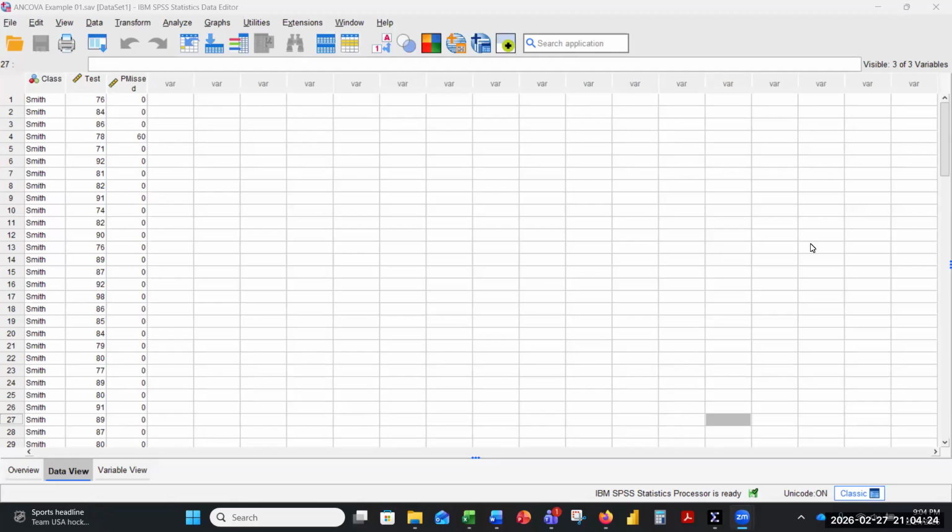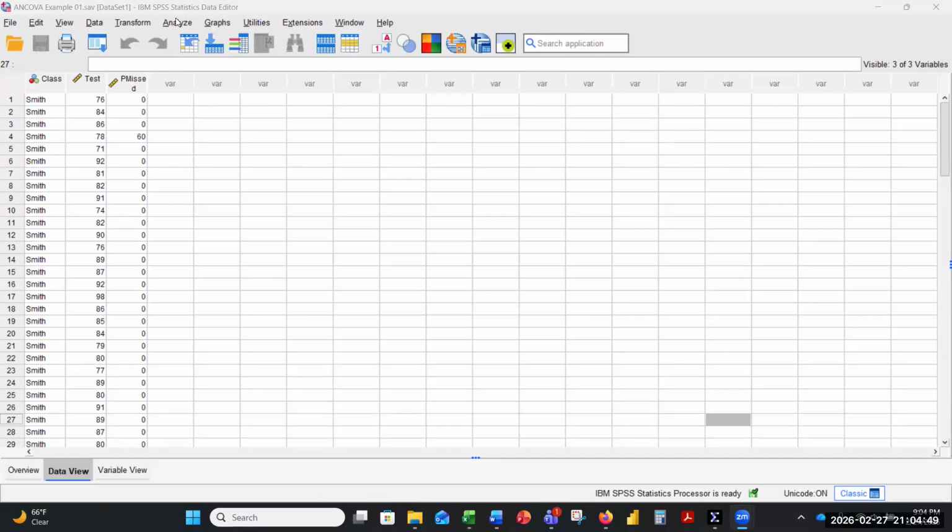The null hypothesis states that there is no significant difference in scores between the three classes when controlling for the number of periods missed. The alternative hypothesis states that there is a significant difference in scores between the three classes when controlling for the number of periods missed. Here we have our data. First, I will check for the homogeneity of regression slopes.